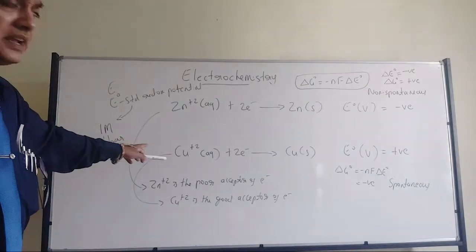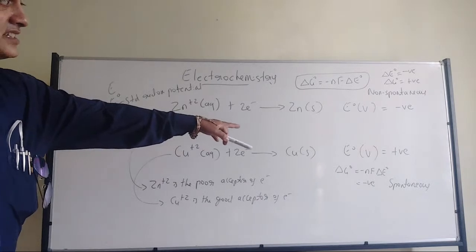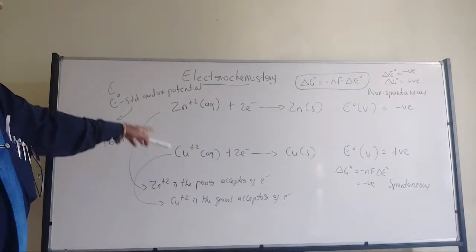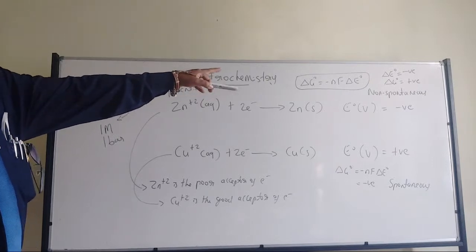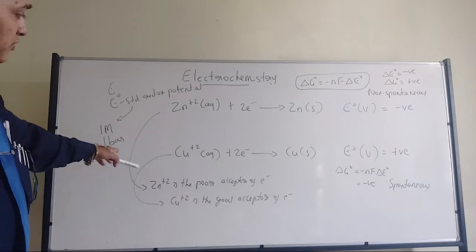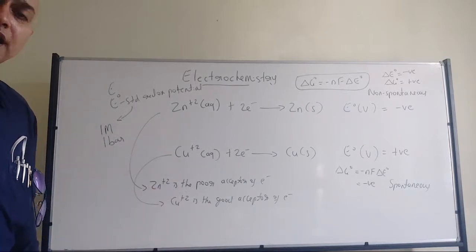Because cupric ion becoming copper, okay? So that's why it is a spontaneous process. That means they are going to accept the electron easily. But zinc ion becoming zinc, they are having positive delta G naught value, non-spontaneous. Therefore, they are poor acceptors of electron. All of you have understood?